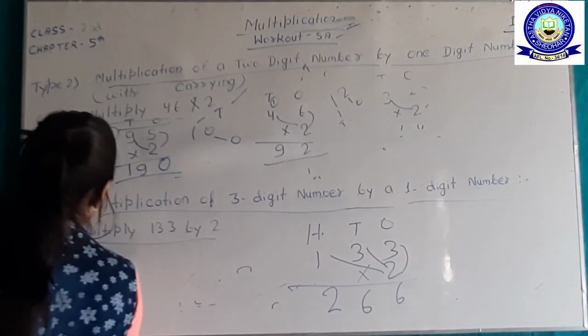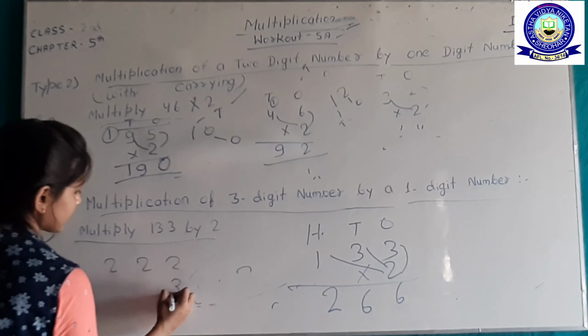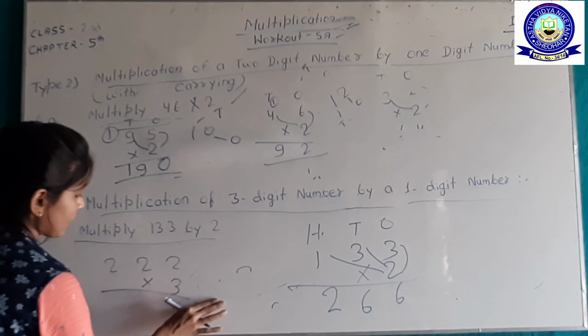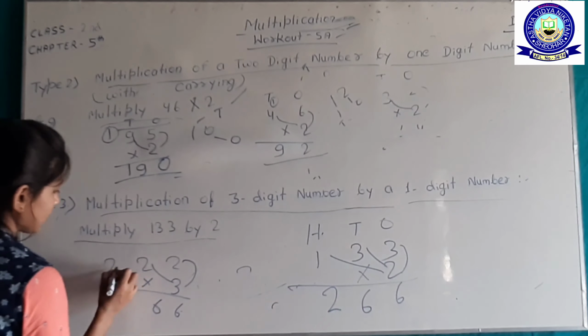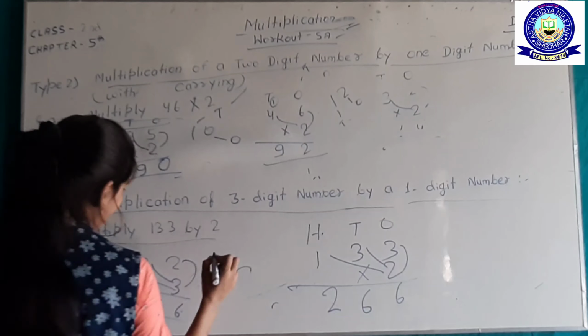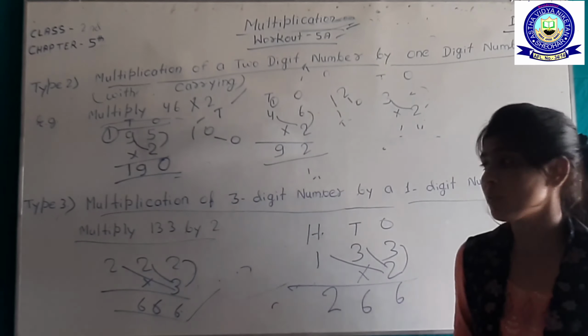Let's see another example. 2, 2, 2 into 3. You have to multiply it. 2 into 3 we get 6, each time. This is our multiplication of a 3-digit number without carrying.